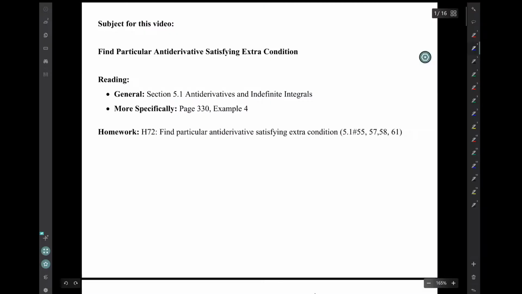Hi, I'm Mark Barsamian. In this video, we'll be continuing our discussion of integration. We'll be talking about finding a particular antiderivative that satisfies an extra condition. This material is from section 5.1 of the book. More specifically, page 30, example 4 is relevant. The corresponding homework is this collection of 4 exercises from section 5.1.